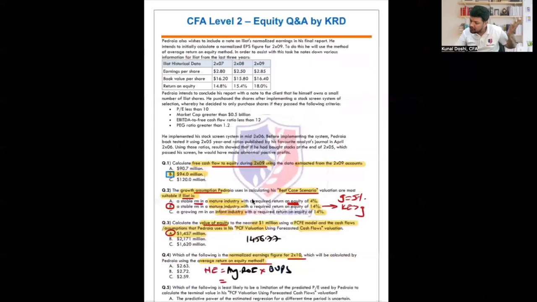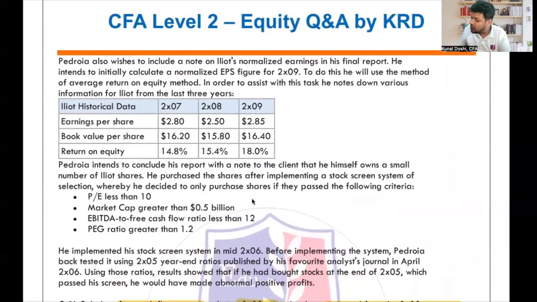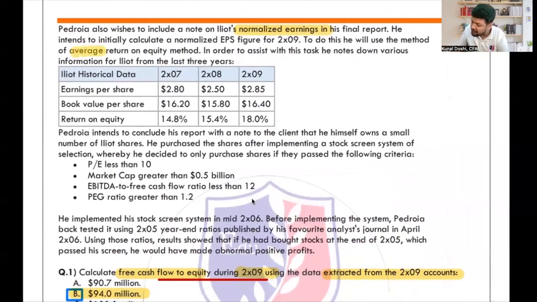Here we utilize all the information previously. So here is the information which is to include normalized earnings. Okay, this is provided, he will use the method of average ROE. Again, same information, right? So we have 2007, 8, 9 data, and we have the ROEs provided to us. All we need to do is take the average of this. Let's find the average. 14.8 plus 15.4 plus 18, 48.2 divide by 3. Are you getting 16.07?